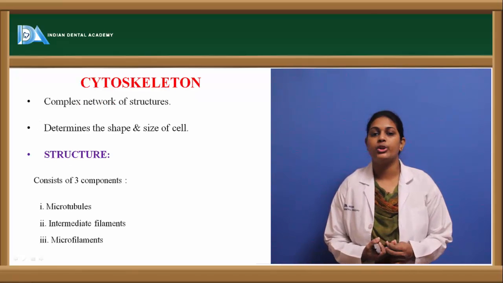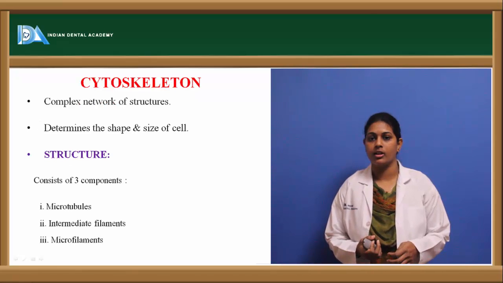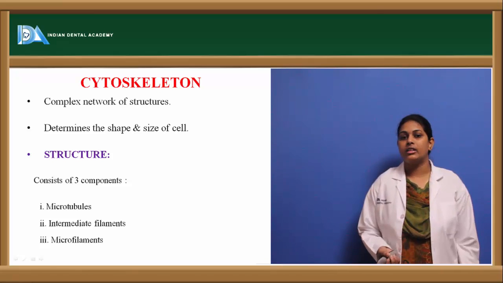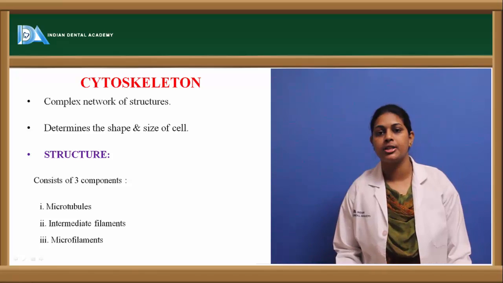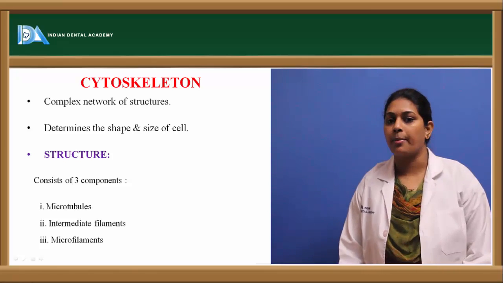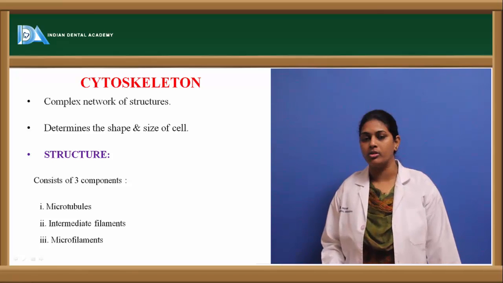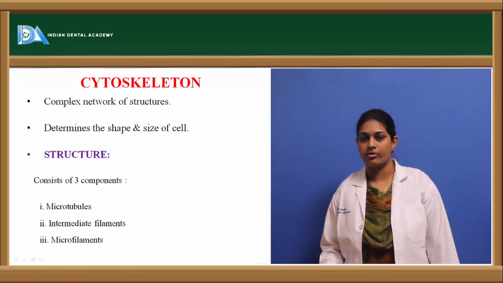The cytoskeleton, which could be said to be the major backbone of the cell, is a complex network of structures, and this complex network helps in determining the size as well as the shape of the cells. It constitutes majorly three components: the microtubules, intermediate filaments, and the microfilaments.